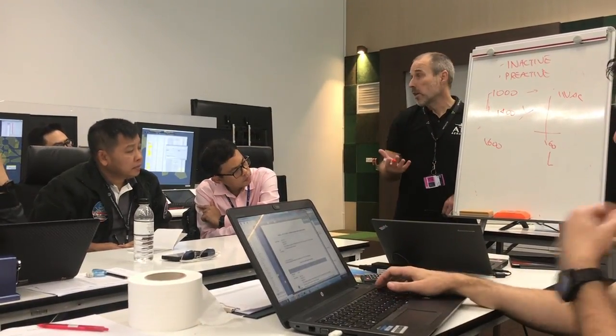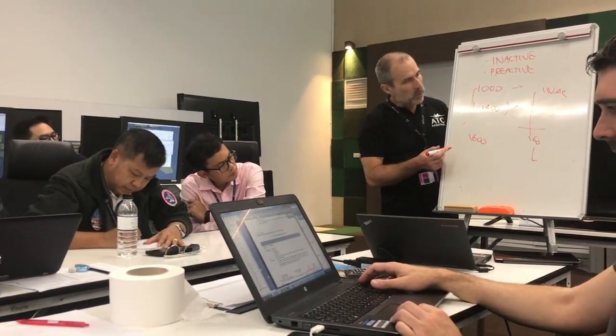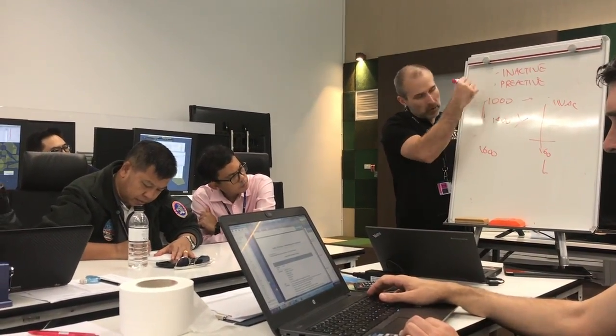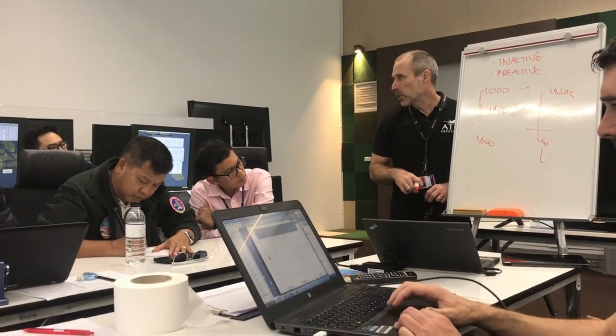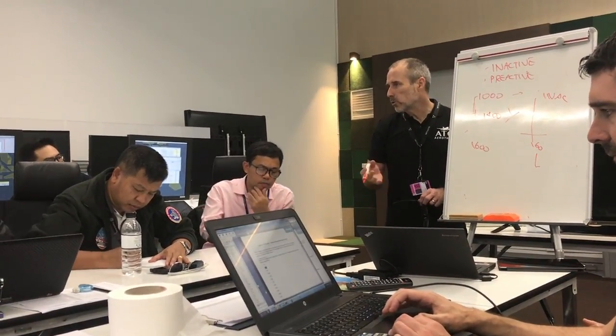So if it's a delay, remember that ICAO says for a delay of more than 30 minutes, you need to send a change message. So if you did that, then essentially you will send a change message automatically in the system if you change the ETD by that amount.